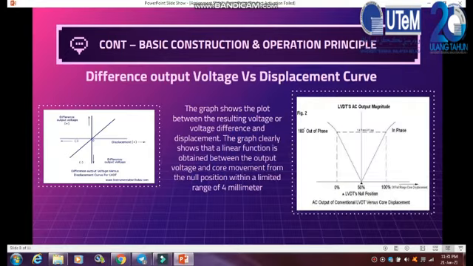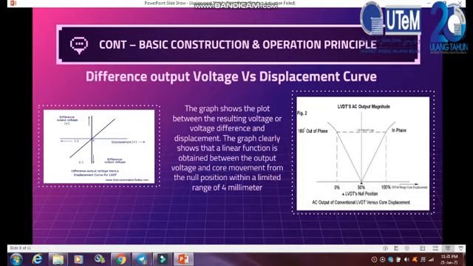For the next slide is the differential output voltage versus displacement curve. The graph shows the plot between the resulting voltage or voltage difference and displacement. The graph clearly shows that a linear function is obtained between the output voltage and core movement from the null position within a limited range of 4 mm. This is the graph of differential output voltage versus displacement curve for LVDT.